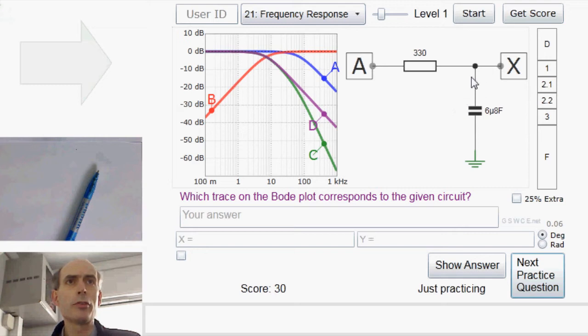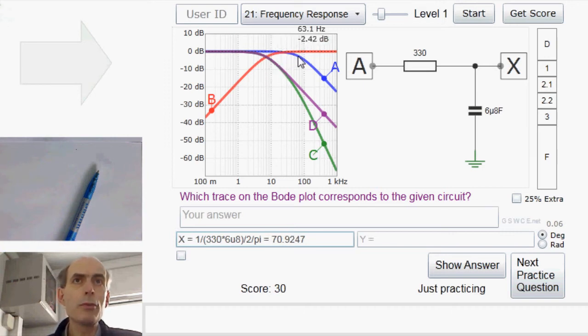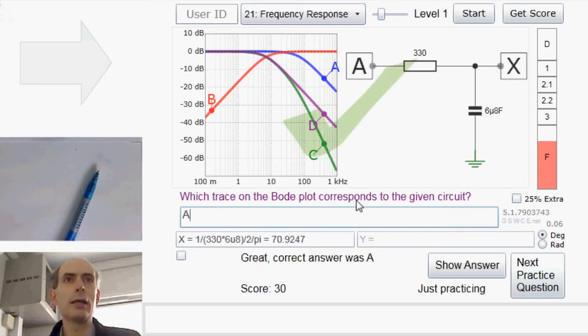Next. Okay, we have another low-pass filter. At high frequencies, the signal is going to be shorted to ground through this capacitor, so it cannot be B. It must be A or D or C. Which one? Well, let's work out the pole frequency again. The pole frequency is 1 divided by the time constant, which is 330 times 6.8 micro, divided by 2, and then divided by pi, about 70 hertz. So if I look around here at about 70 hertz, I can see that it's A that's dropped by about 3 dB at 70 hertz. So A.